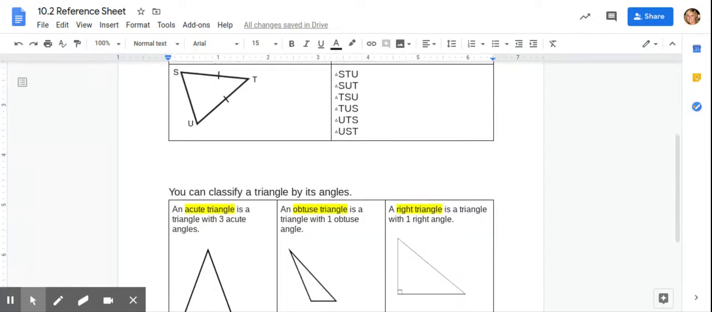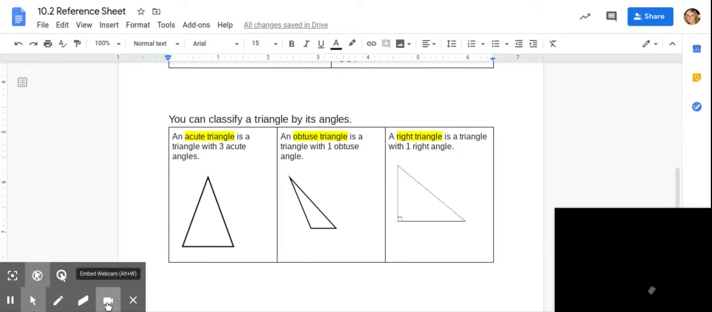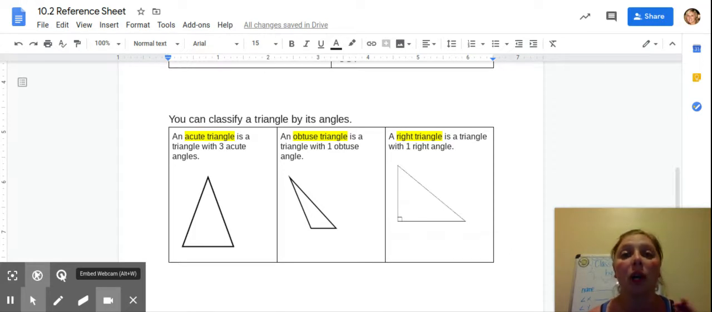There are three different classifications for the triangle by angles. So an acute triangle, so you have to think back for acute, right? It's a tiny, cute little angle. So it's less than 90 degrees or less than a right angle. So an acute triangle has all acute angles. So three acute angles would be an acute triangle.